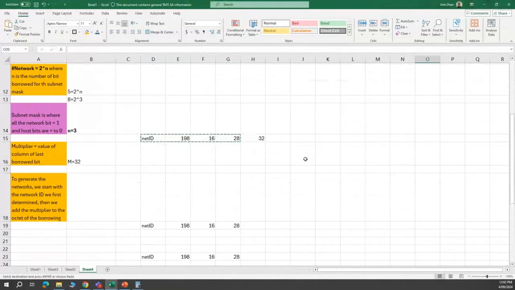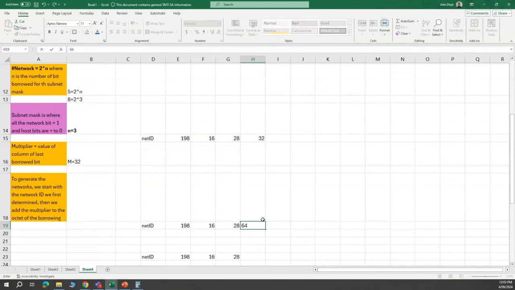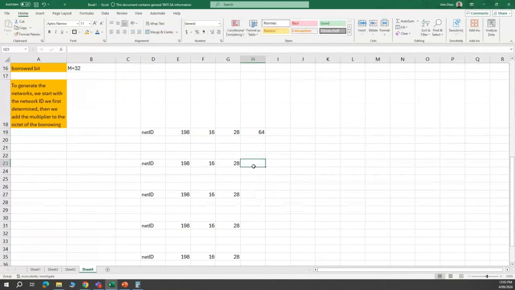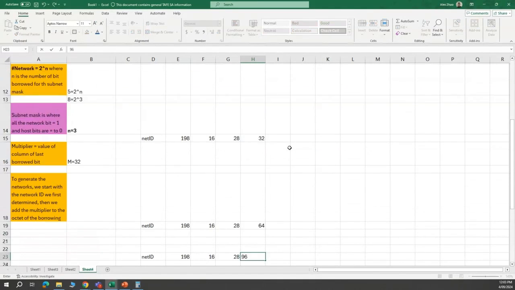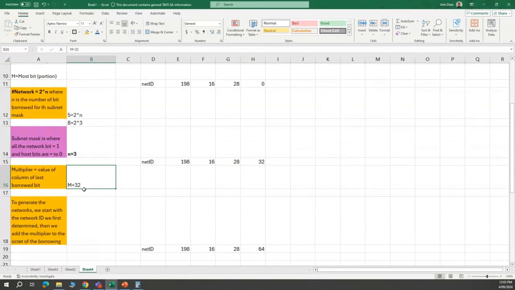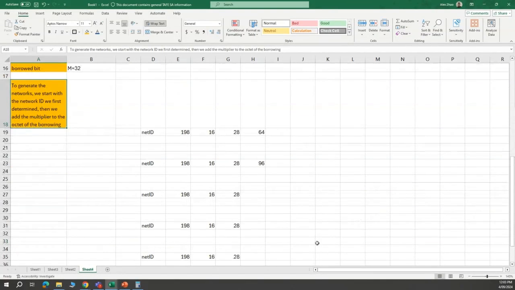So again, the multiplier is added to the octet of borrowing. The next network after this one is basically going to add 32 to the previous network. And what's that? 64, correct. And the next network is going to be what? 64 plus 32, 96, not 128. You're not doubling it. You're adding the multiplier. Okay, remember what I said? Add the multiplier to the octet of borrowing, not doubling it. So you've got to follow the rules we set aside. So what's the next one?